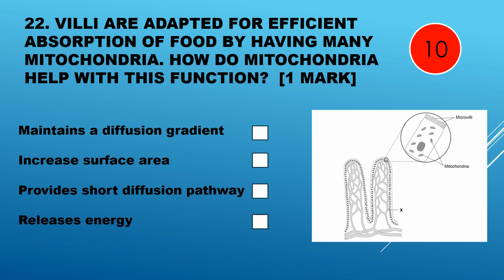Question 22. Villi in the small intestine are adapted for efficient absorption of food by having many mitochondria. How do mitochondria help with this function? Do they maintain a diffusion gradient? Do they increase the surface area? Do they provide a short diffusion pathway? Or do they release energy? Mitochondria release energy by respiration to allow for active transport in the absorption of food.